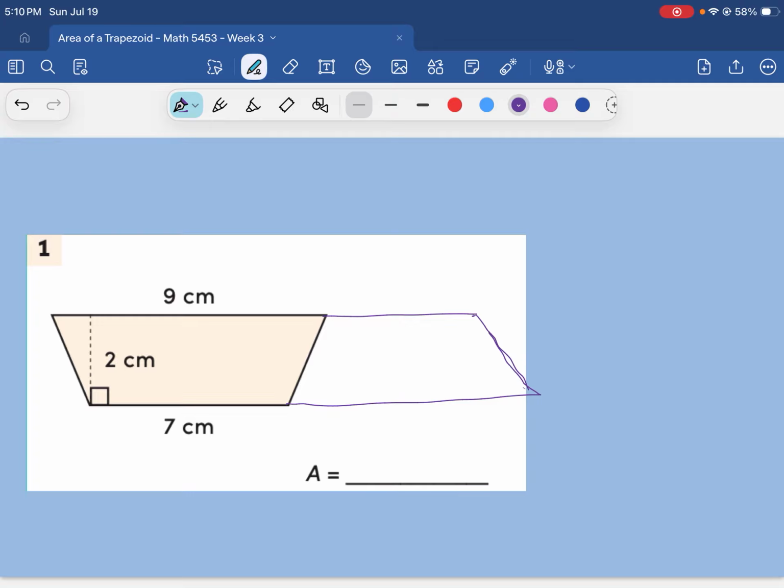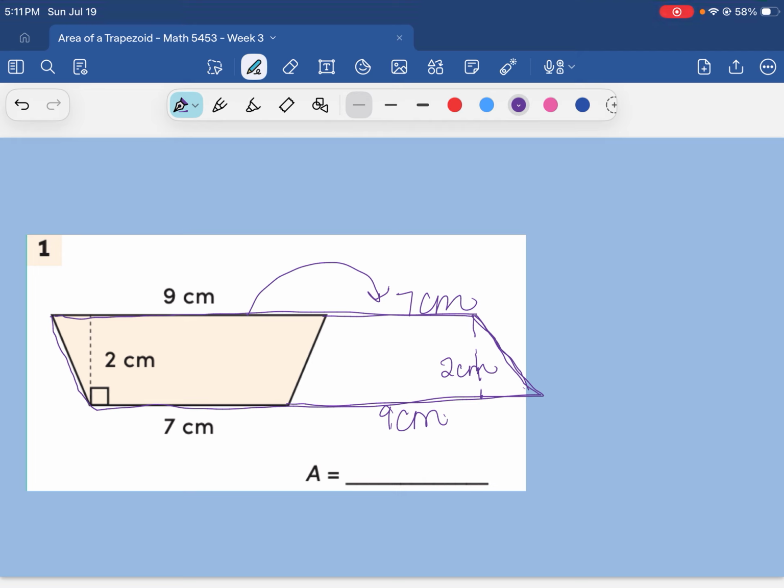So you can see that this is the trapezoid, and we've just duplicated it and then flipped it. So my 7 centimeters is here, my 9 centimeters is here. The height is still 2 centimeters. Now, if you look at this shape, you'll see that you have a parallelogram.